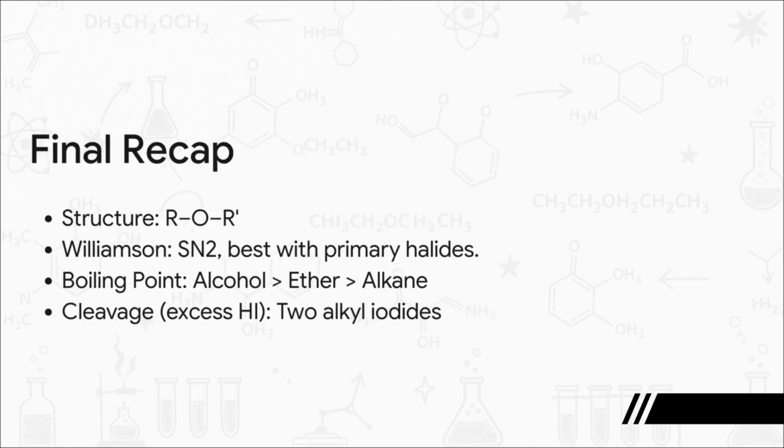All right, time for a final super fast recap. If you remember nothing else, remember this. Ethers are ROR. Williamson synthesis is SN2, and you need a primary halide. Boiling points: alcohol, then ether, then alkane. And cleavage with excess HI, you get 2 alkyl iodides. Got it? These are the absolute must-knows.